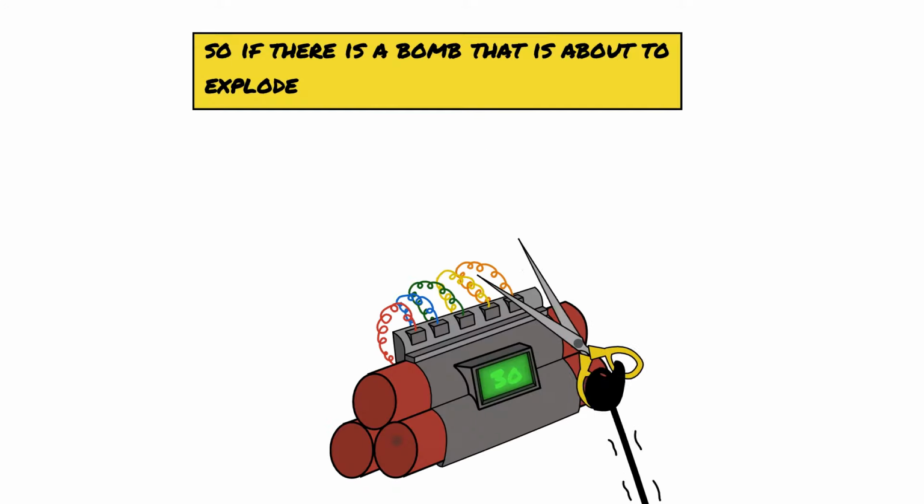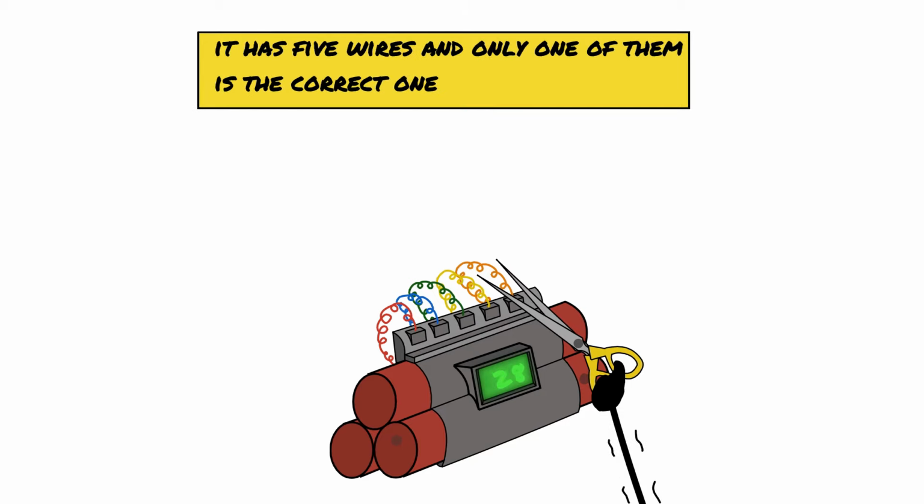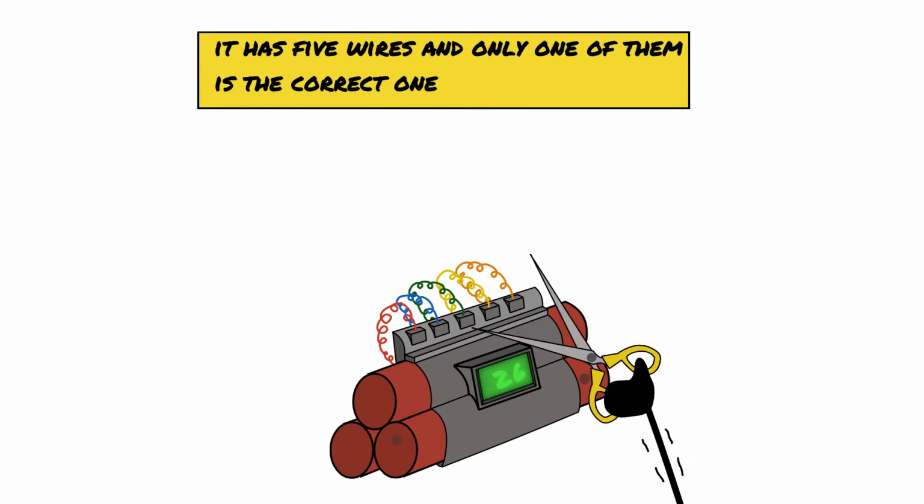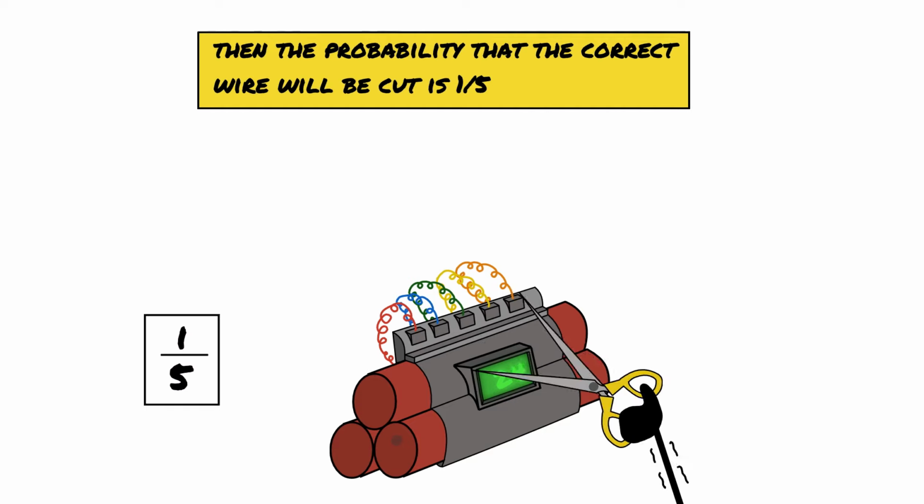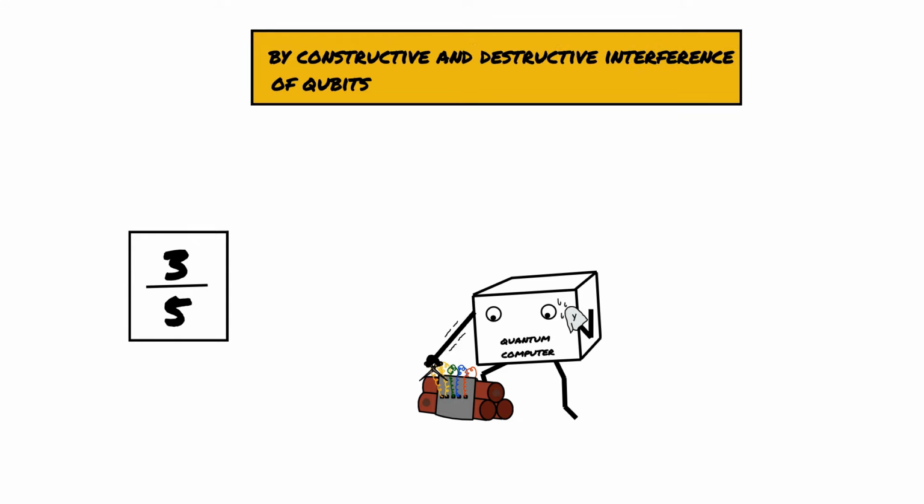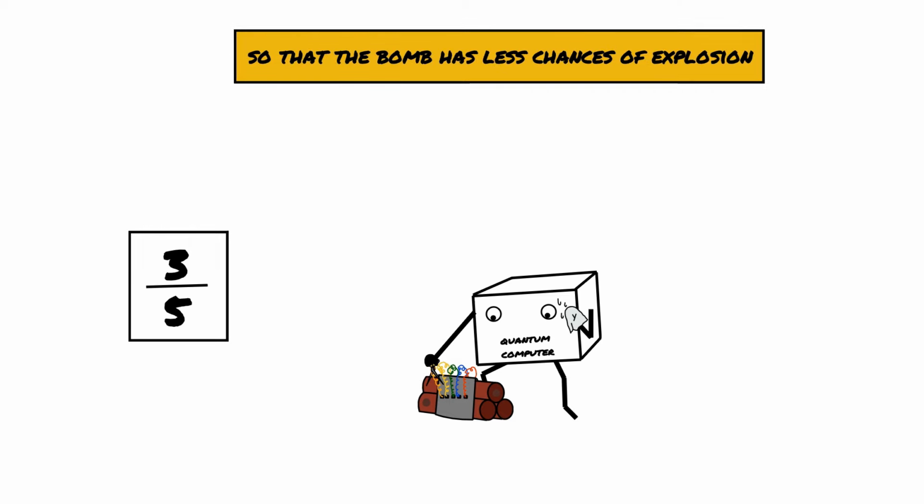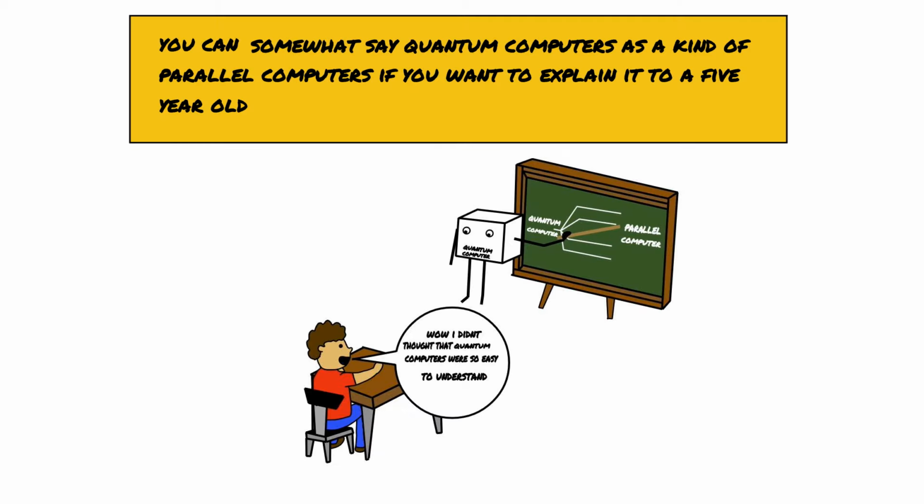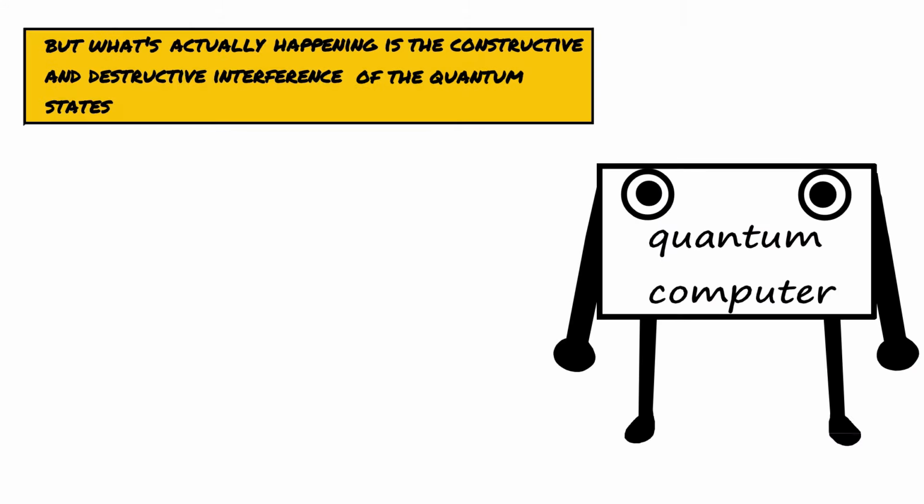So if there is a bomb that is about to explode, it has 5 wires and only one of them is the correct one, then the probability that the correct wire will be cut is 1 by 5. The quantum computer's job here is to increase the probability of cutting the correct wire by constructive and destructive interference of qubits, so that the bomb has less chances of explosion. You can somewhat say quantum computers are a kind of parallel computers, if you want to explain it to a 5-year-old. But what's actually happening is the constructive and destructive interference of quantum states.